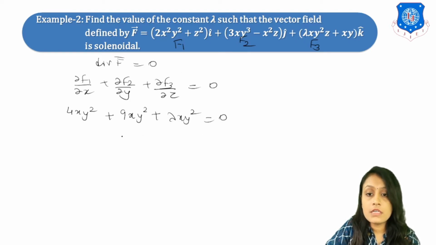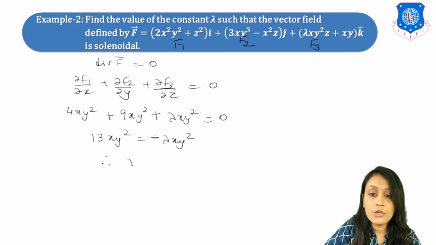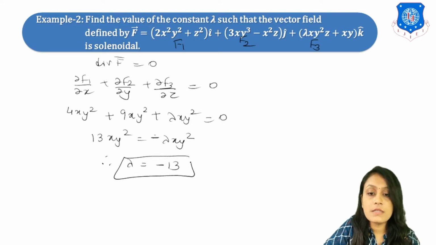Now just simplify this. From this you will get 13xy square is equal to minus lambda xy square, correct? So from this you get the answer of lambda. The xy square will get cancelled, so the answer of lambda is minus 13.